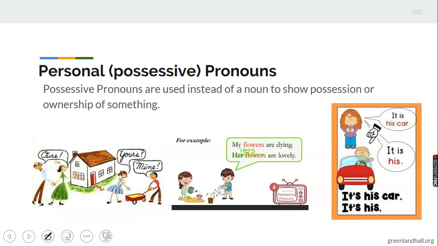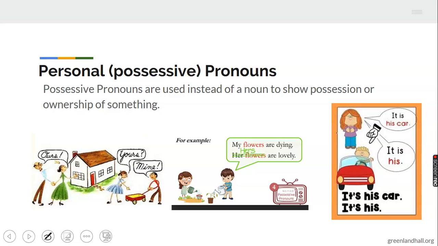All right, so we move on to possessive pronouns. Possessive pronouns are used instead of a noun to show possession or ownership. It shows who owns something. It belongs to someone. The ownership of a certain item, element, object, or toys. Possessive pronoun: it says it is mine because it belongs to me.